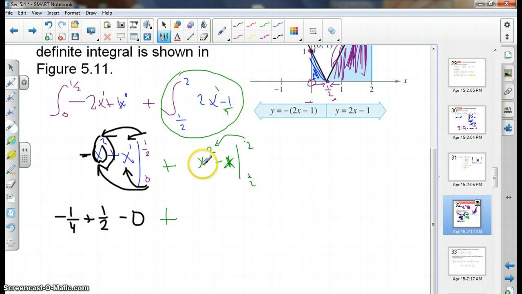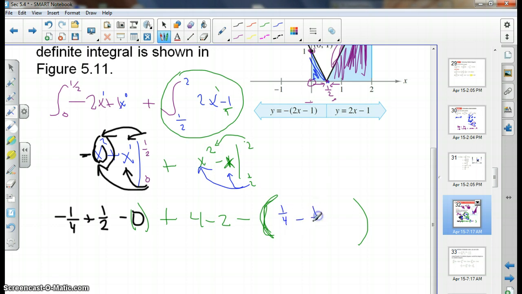So f of b is 2 squared, which is 4, minus 2, minus, and remember, this is where I really recommend putting parentheses, because I have to subtract all of this. I didn't do that over here because I was just subtracting a 0, but it might be helpful for you to continue to write these parentheses so you don't forget to distribute your negative sign. So let's do this again. 1/2 squared is 1/4 minus 1/2.